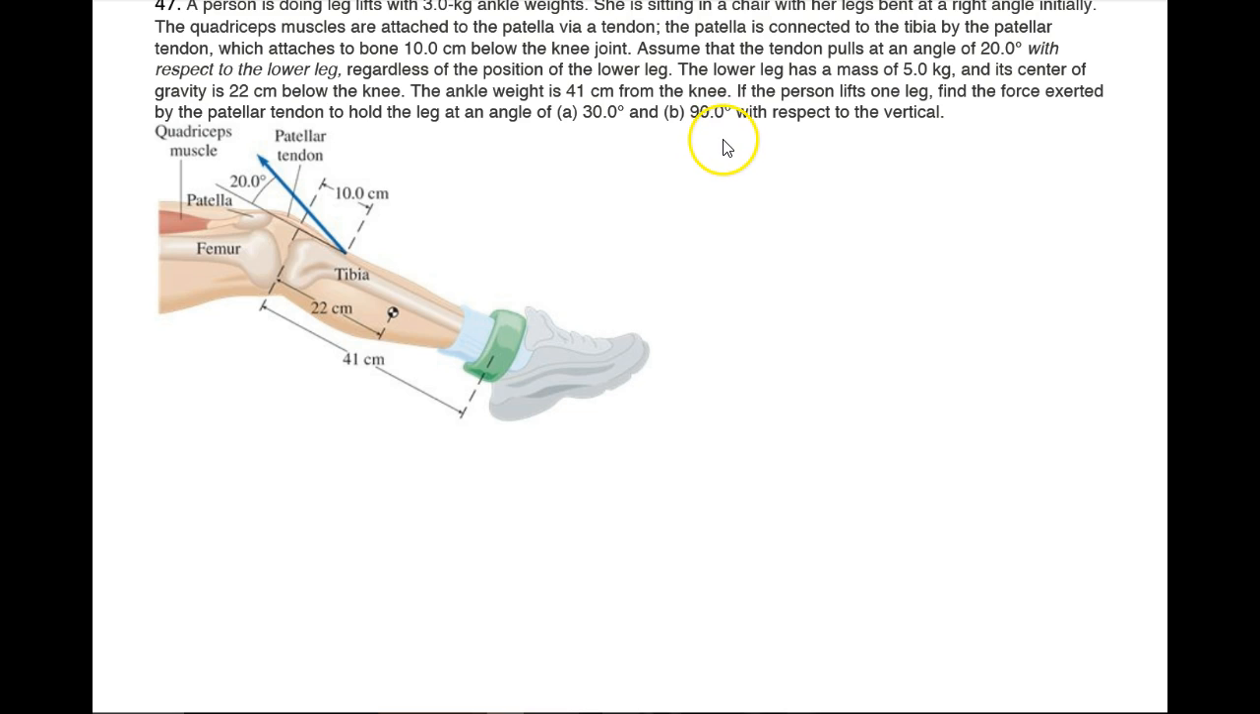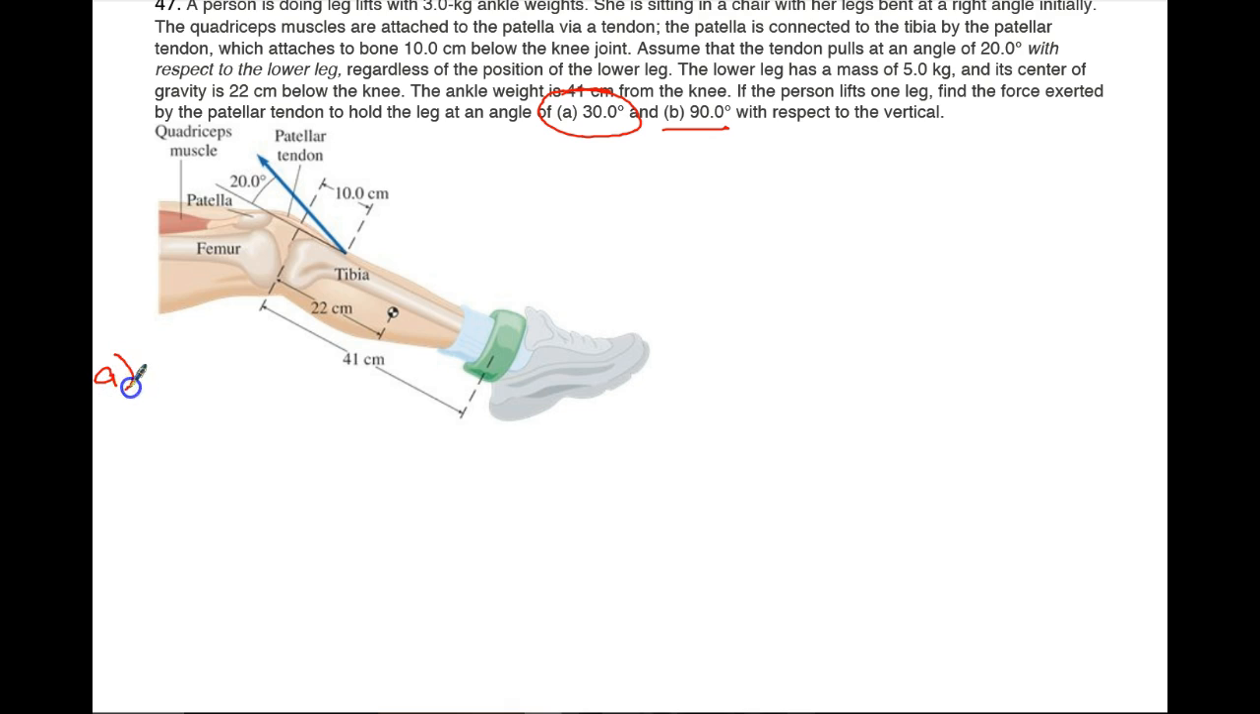The lower leg has a mass of 5 kilograms and its center of gravity is right here. It's about 22 centimeters below the knee. The ankle weight is 41 centimeters from the knee, and they want to know if the person lifts one leg, find the force exerted by that patellar tendon to hold the leg at an angle first of 30 degrees and then finally at an angle of 90 degrees. So we're going to do the 30 degrees first, and then it's very easy to solve for the value for the 90 degrees. That won't be too bad.